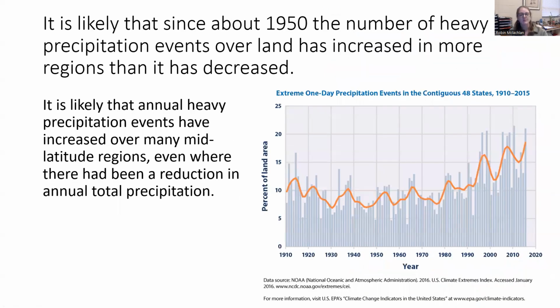All right. Continuing with extreme events. So it is likely that since about 1950, the number of heavy precipitation events over land has increased in more regions than it has decreased. So if you look at this graph, you'll see, again, since about 1970, 1980, we're getting more and more extreme one-day precipitation events, more and more extreme flooding events.